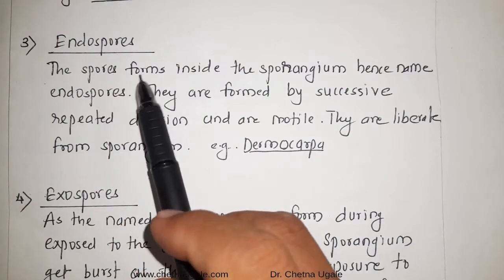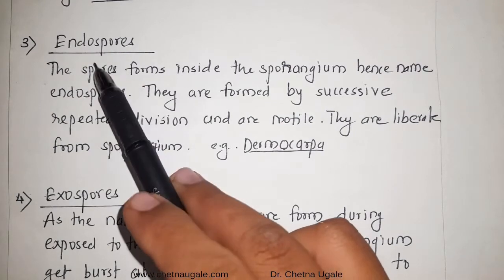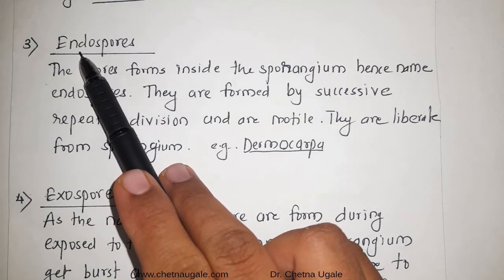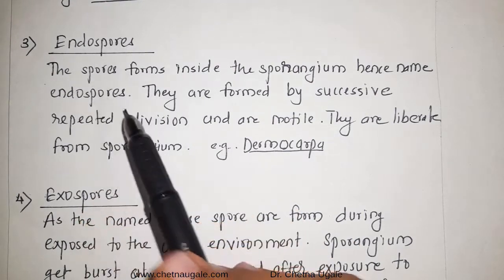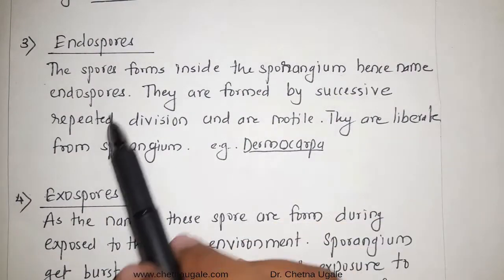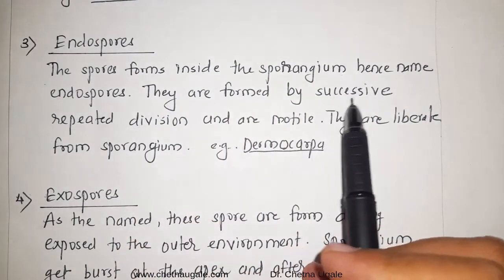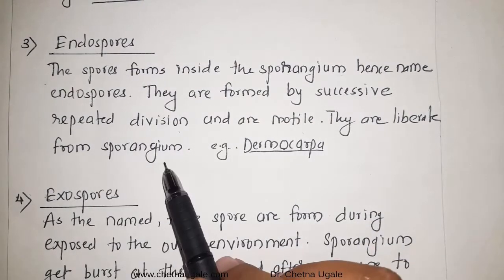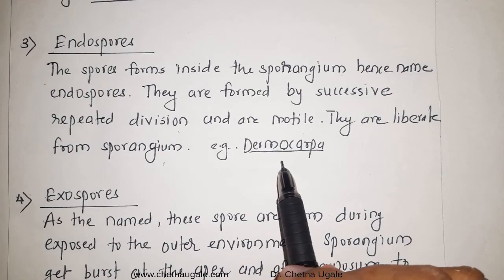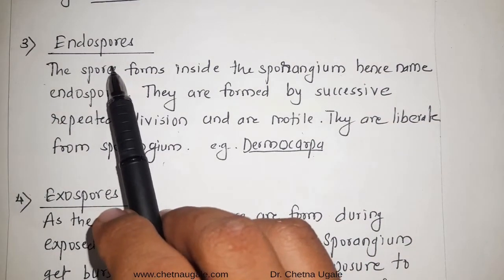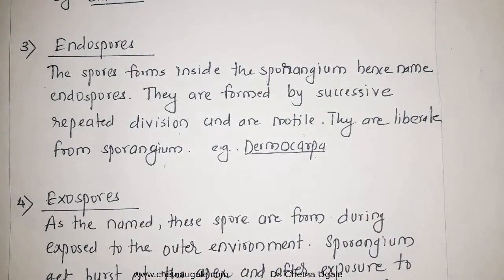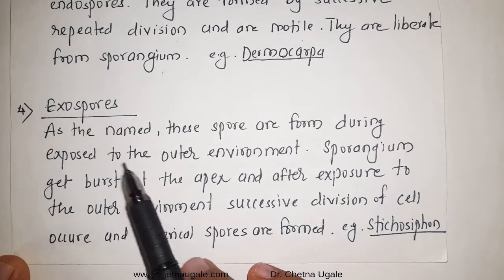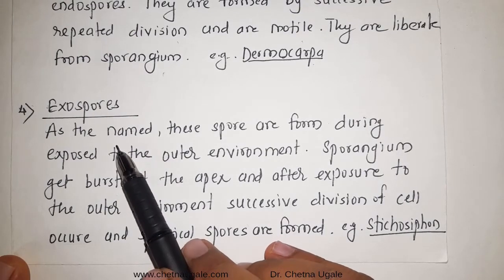Then the next type of the asexual reproduction is the endospore. As the name indicates, endo means within or inside. The spores are formed inside the sporangium, hence named the endospore. They are formed by successive repeated division and are motile. They are liberated from the sporangium. An example is dermocarpa. So endospores are those spores which are developed inside the sporangium, and particularly endospores are motile.